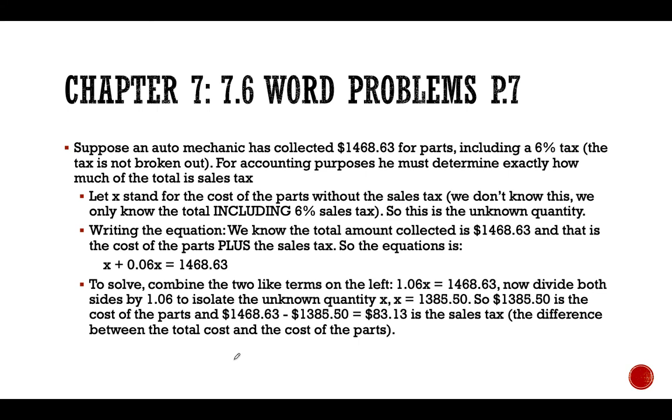To solve, we're going to combine the two like terms on the left, 1x plus 0.06x, which equals 1.06x, and that equals 1,468.63. To get the x by itself, we divide both sides by 1.06, and we come up with x equals 1385.50. So $1,385.50 is the cost of the parts.